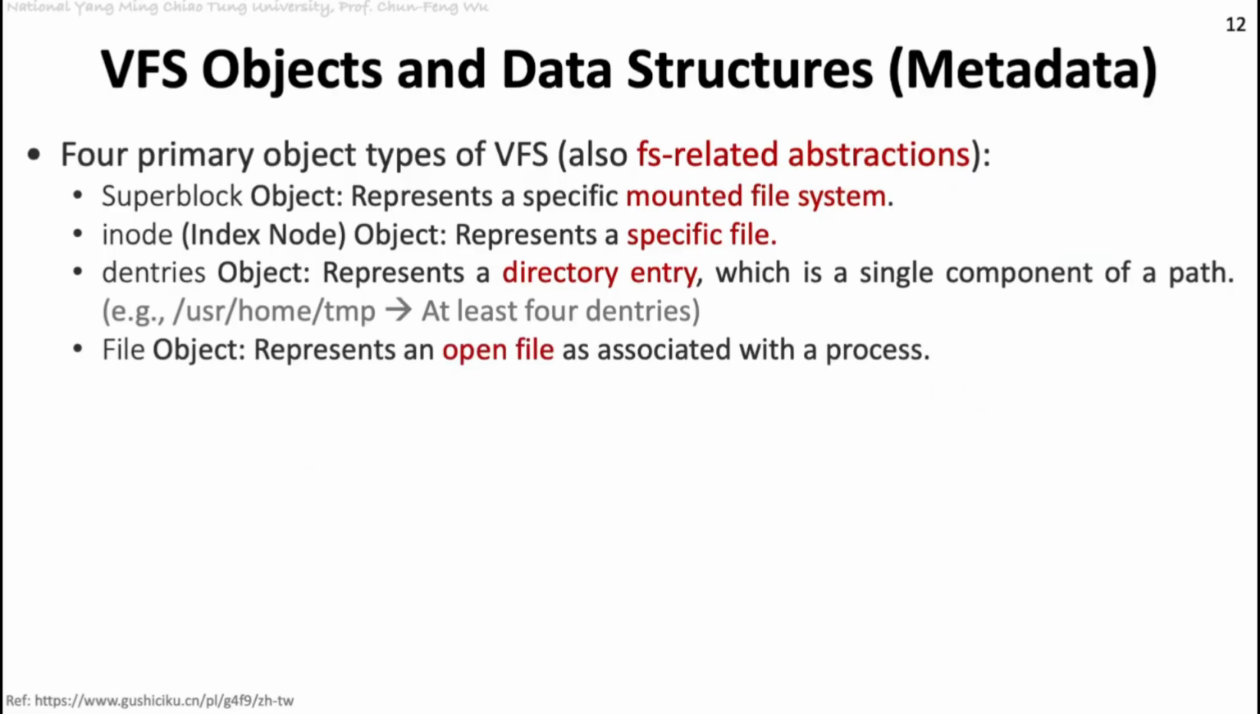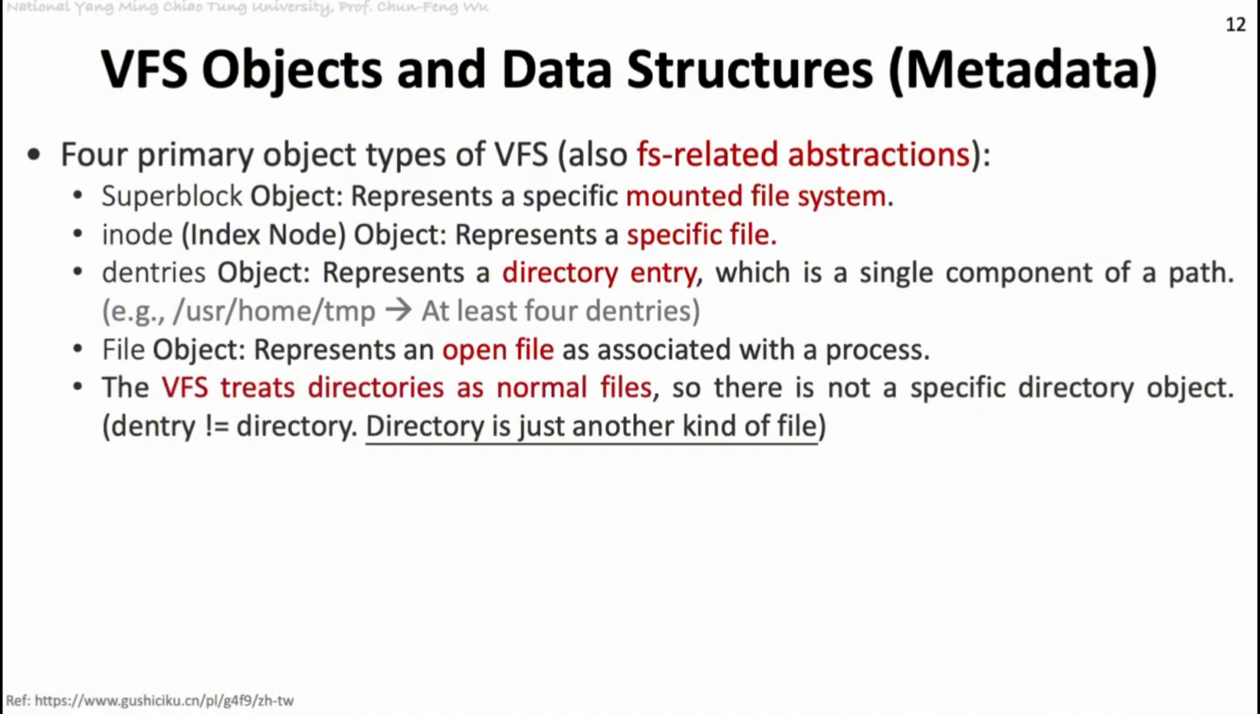Today we'll focus on the middle two, inode and dentries. The reason is that the file object is just about using the file descriptor to do some things, and the superblock is about what information you need when you mount the file system. The key thing is how inode and dentries work together.